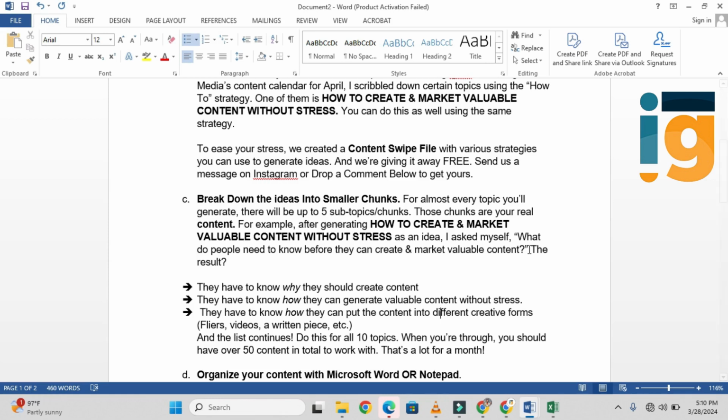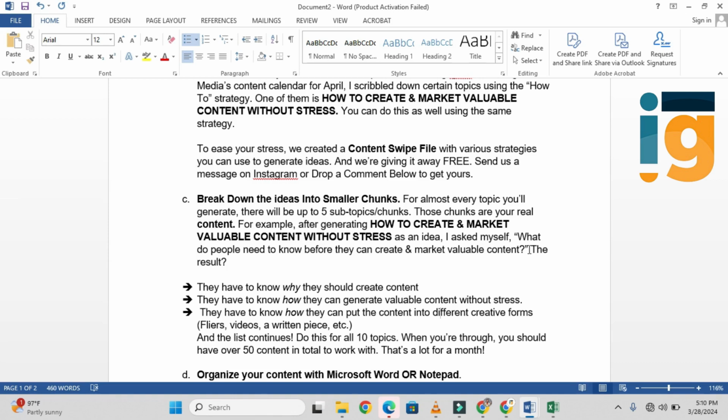They have to know why they should create the content, because if some people don't know the importance of creating content, they won't create content. So telling people the importance of creating content is a content on its own. We solve that problem of them not knowing the essence of content. The second thing is they have to know how they can generate valuable content without stress, which is the purpose of this particular video.